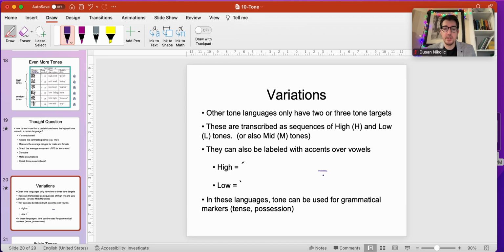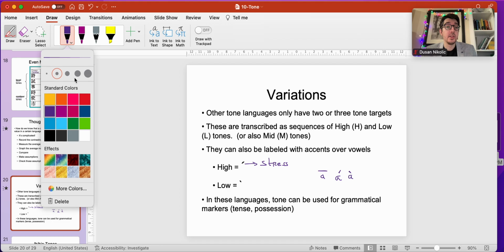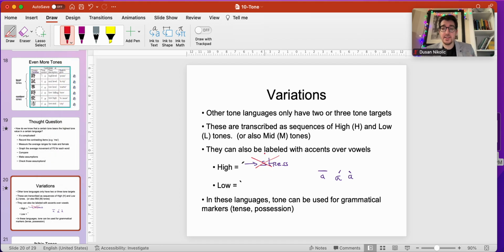For example, mid-tone. This one would be high, and this one would be low, right? Acute, grave, and a line, which will be mid. You used to use this one for stress, but we do not use it for stress anymore, now that we are much smarter and more advanced. We have a stress diacritic. We will use this one for tones, right?